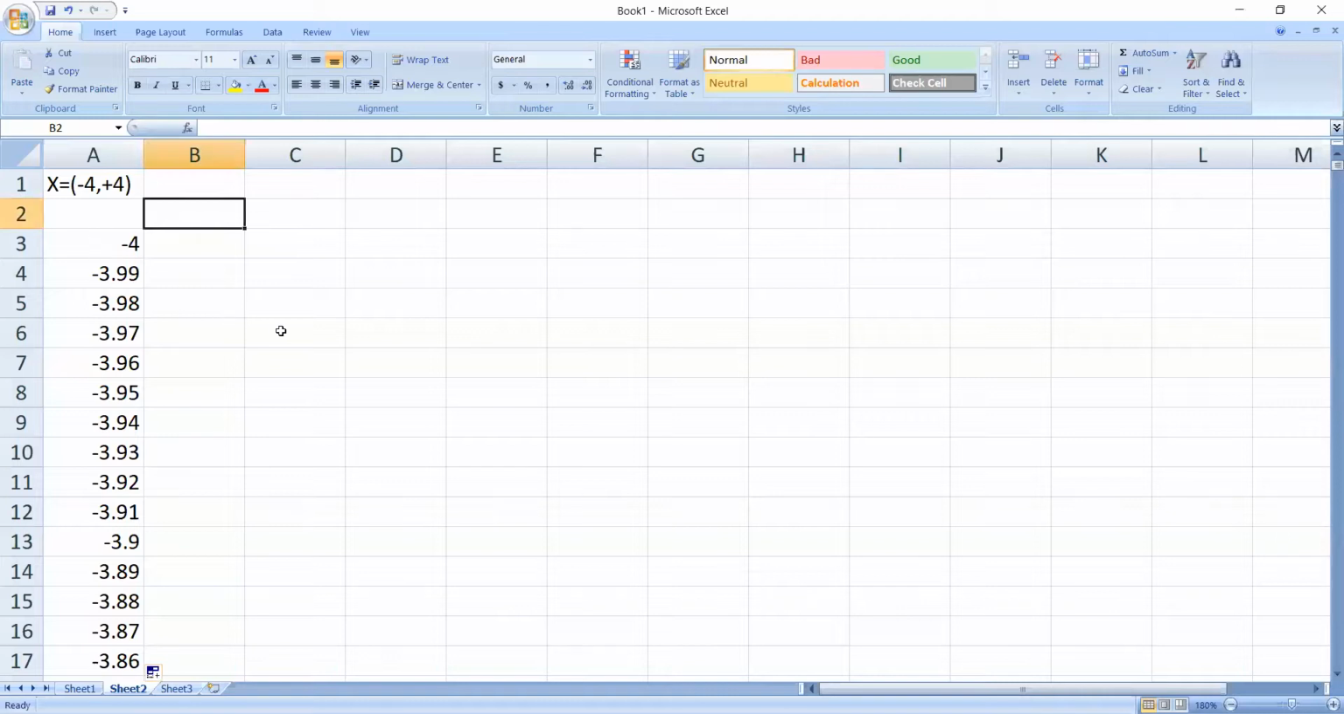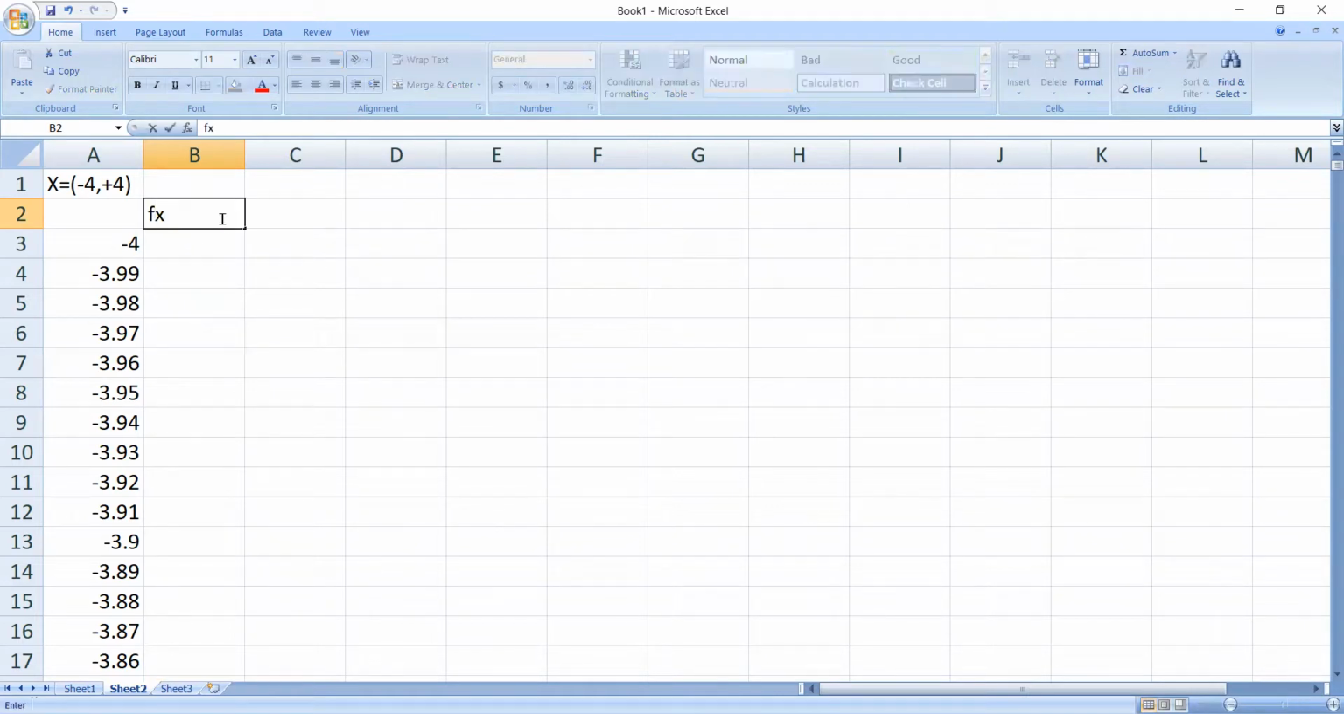So I have the values of x in the first column. I've selected from -4 to +4. You could take -100 to +100, but since it becomes very large in number, I'll just stick to this. And later we will see the particular reason why I selected -4 or a number close to 3.